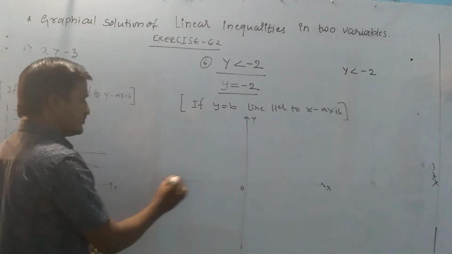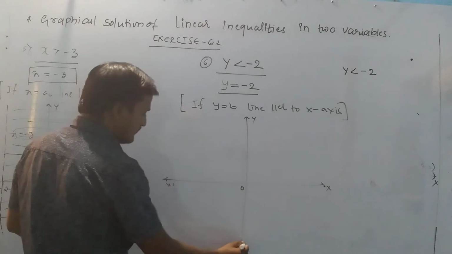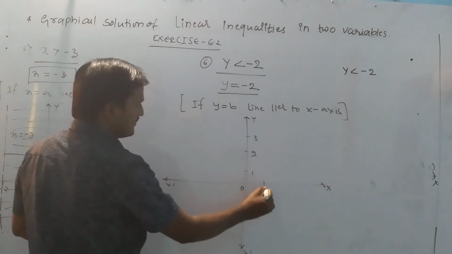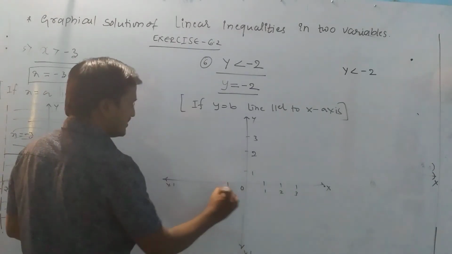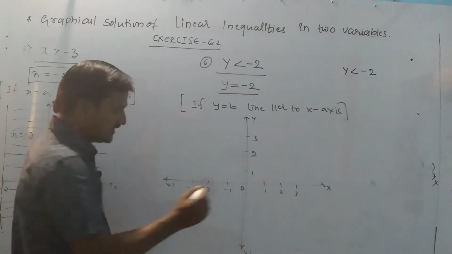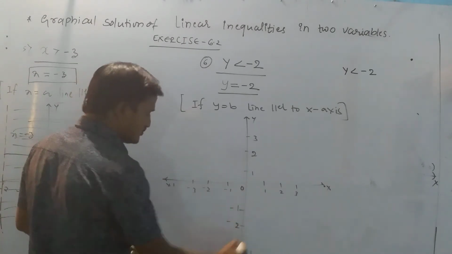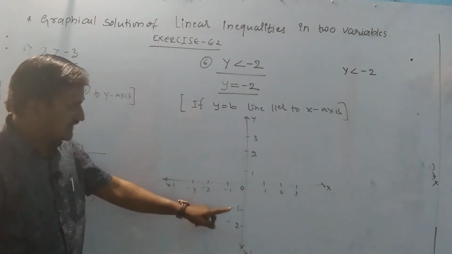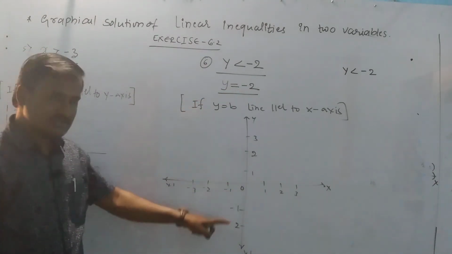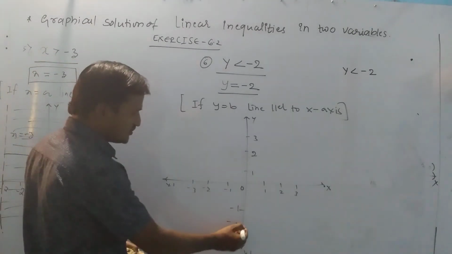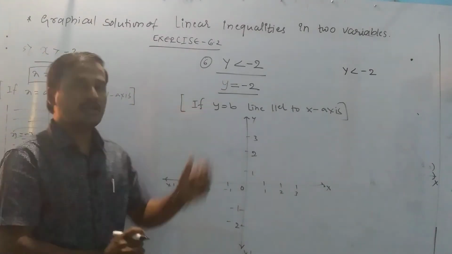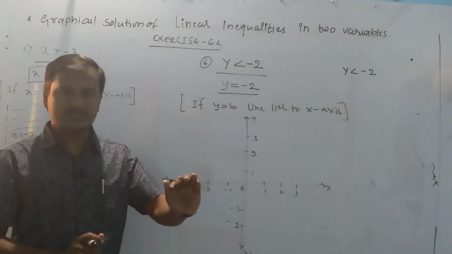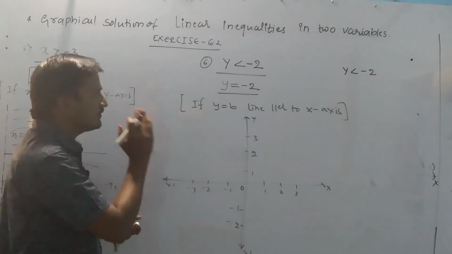So here it is x'ox, y'oy. So here it is 1, 2, 3, 1, 2, 3, right? Minus 1, minus 2, minus 3. Okay, here minus 1 and here it is minus 2. Now what is the value of y? Minus 2. So clearly this is a positive axis and this is a negative axis. So here we are getting y equal to minus 2. The meaning of y equal to minus 2 is, whatever the value of x, the value of y is always minus 2. So therefore now we have to draw a line.